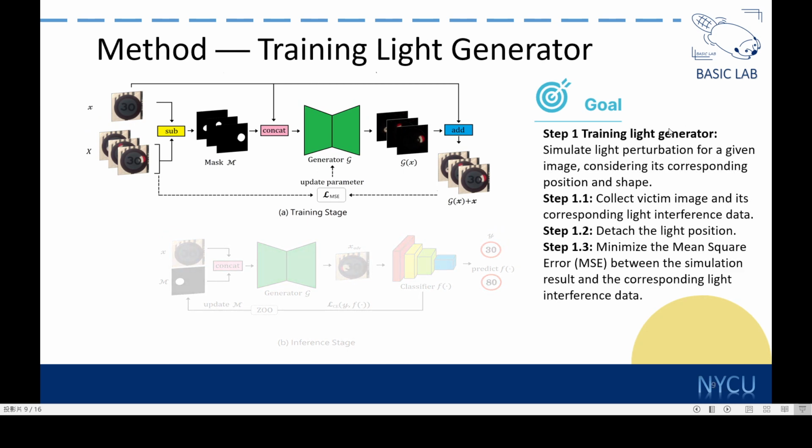The first part, training the light generator. We want to simulate light perturbation for a given image, considering its corresponding position and shape. In step 1.1, we collect a victim image and its corresponding light interference data. And in step 1.2, we extract the light position of this capital X by simply subtracting the difference between two images, with some morphological operations like denoising, to acquire a high quality mask.